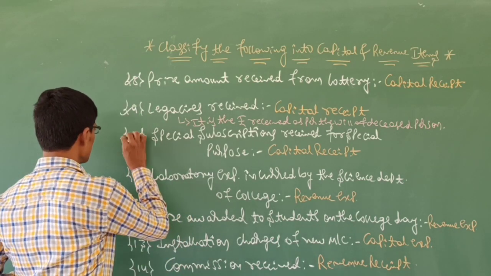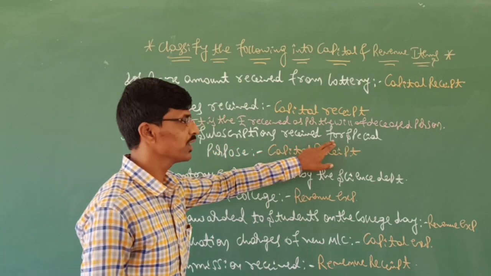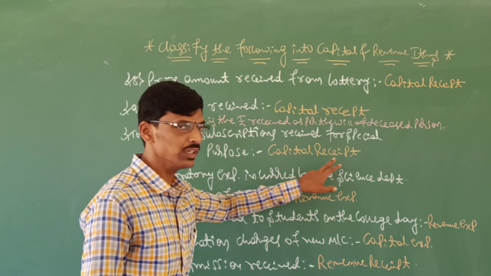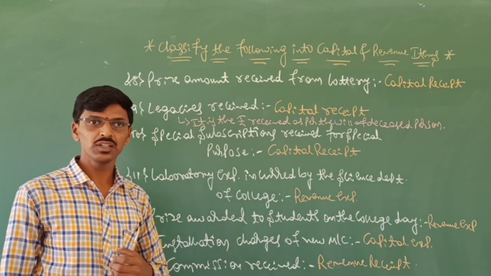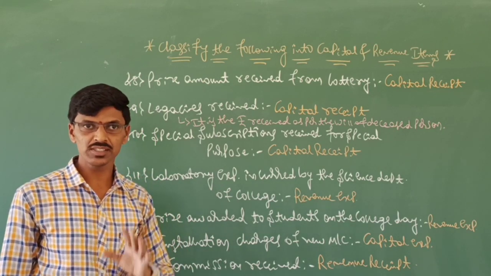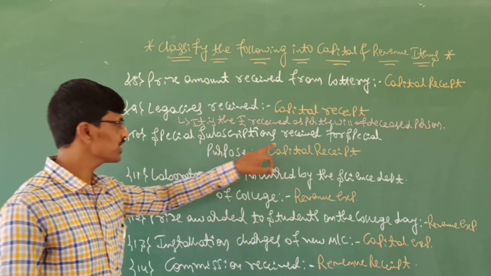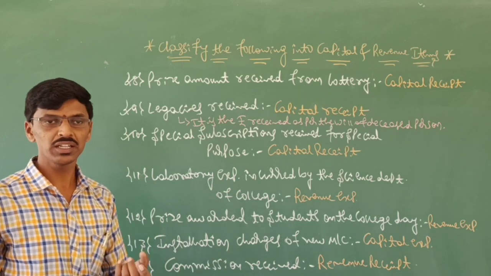Then 10th is special subscriptions received for special purpose. That is a capital receipt. While explaining the capital receipt, I mentioned this example: special subscriptions or donations received for a special purpose. It is a capital receipt.